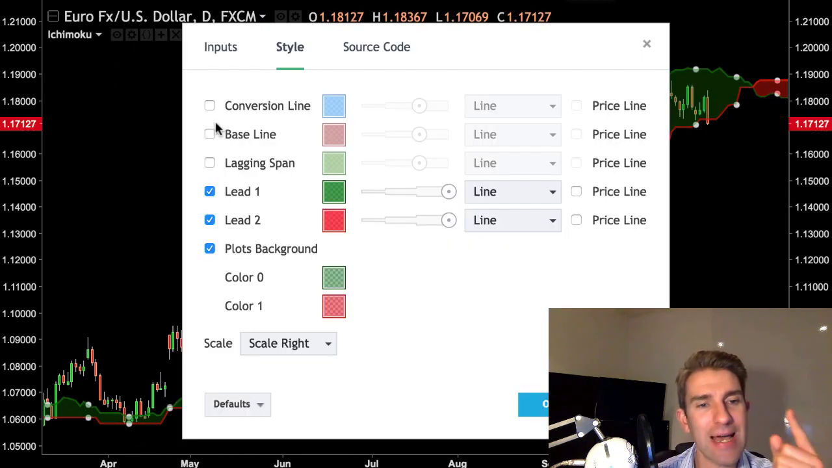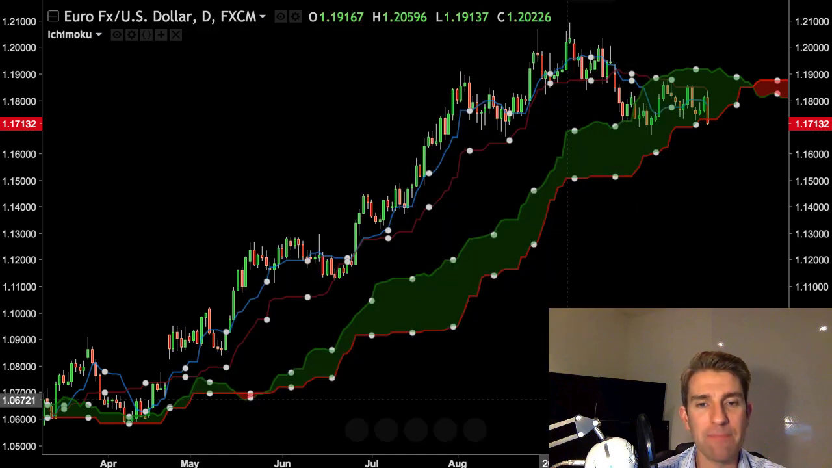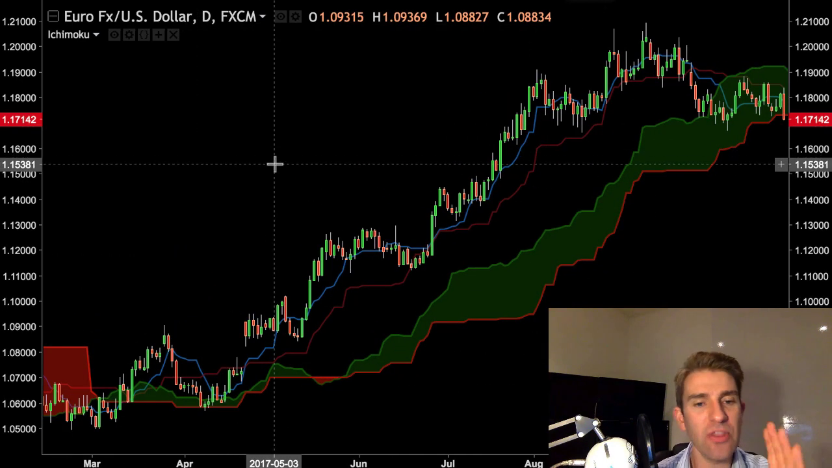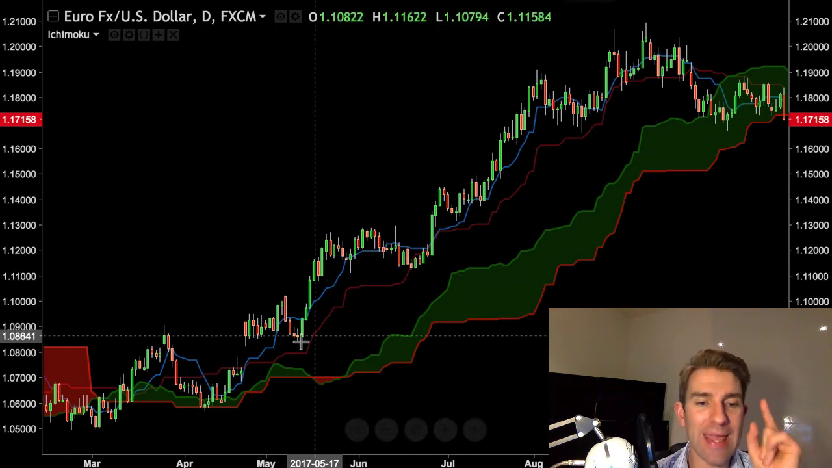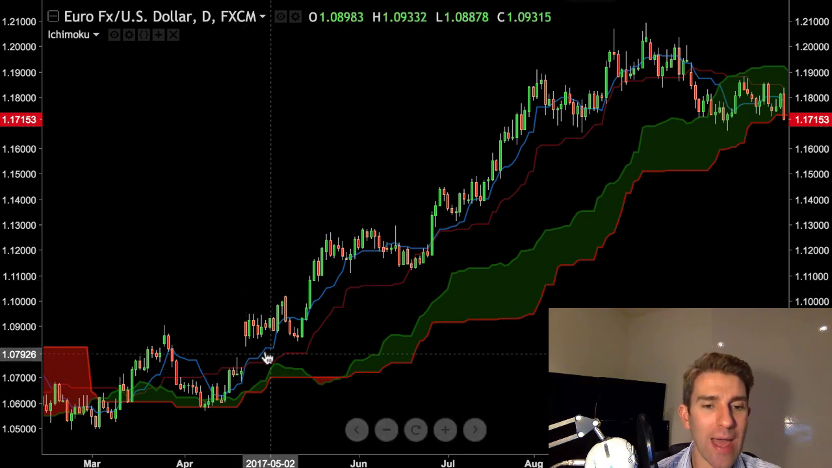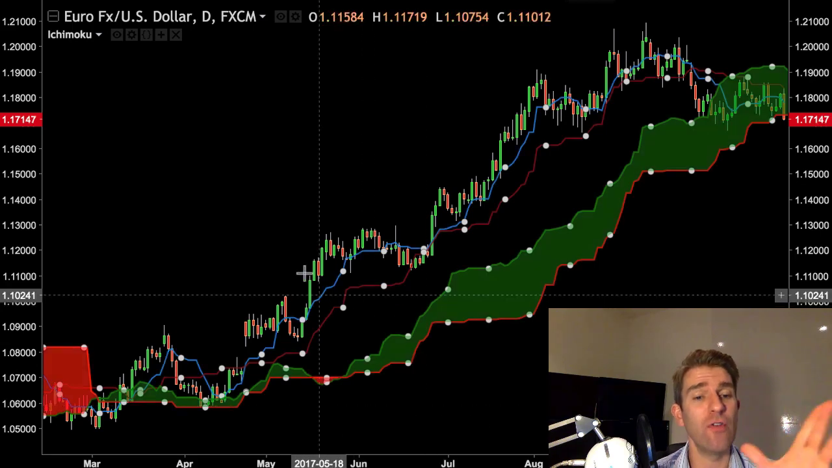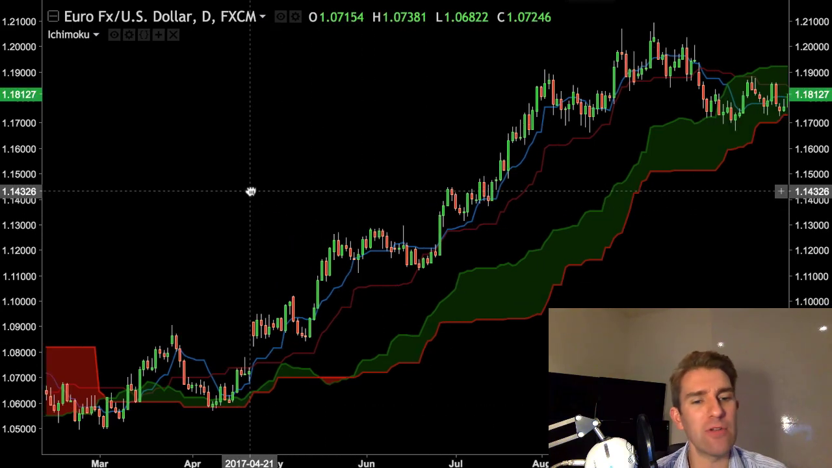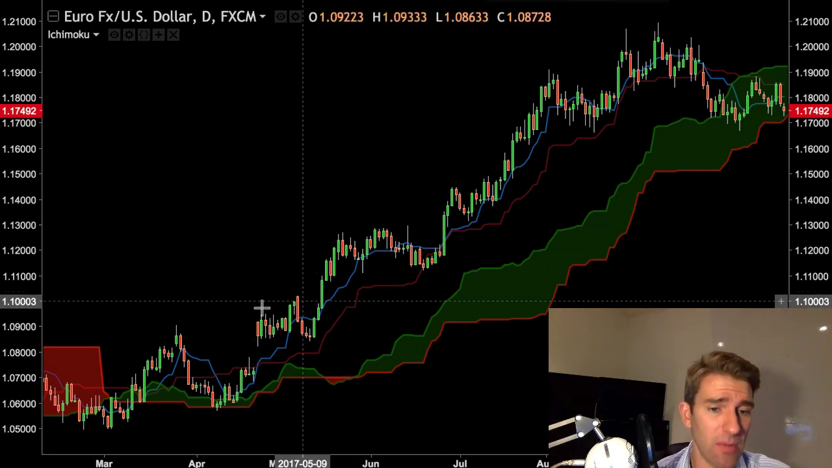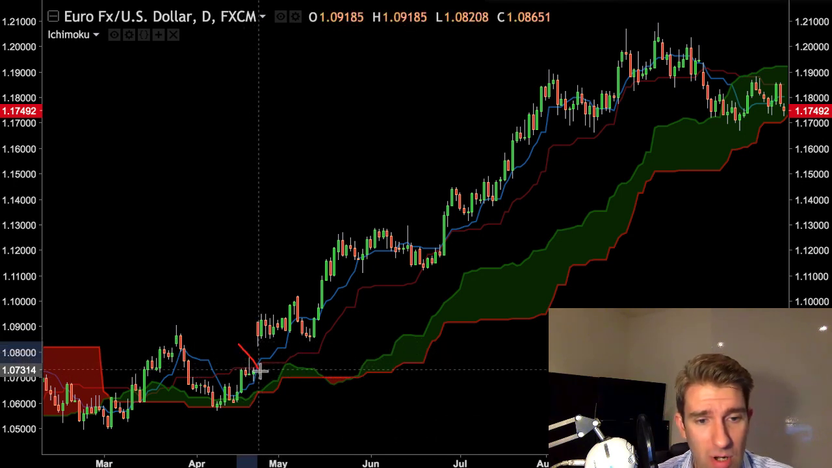Okay, now we start to add these conversion lines and baselines in, and we use these as a trigger. So the theory being, if we're above the cloud, we're long only, and we're waiting for the trigger when our fast period moving average, which is the conversion line, crosses over the baseline, just like a normal moving average crossover strategy. And in this example, in this chart here, we would be long around here.